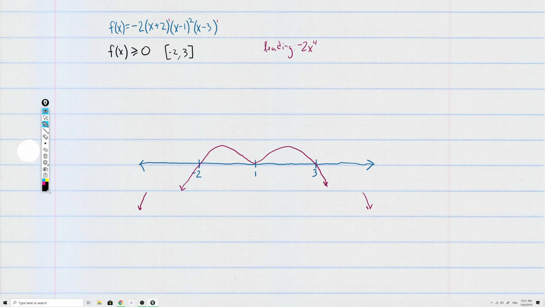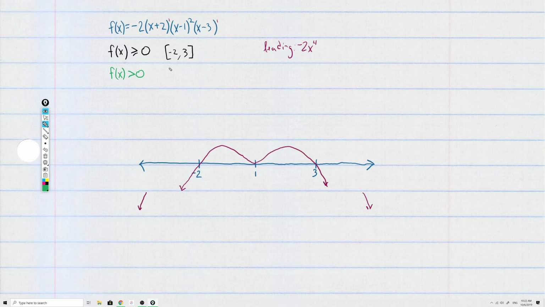Now, if we change up the question just a little bit, what if the inequality said, when is this function just greater than 0, strictly greater than 0? It's almost the same answer, except we don't want to include the x-intercepts, because at the x-intercepts the function is equal to 0, and we only want to know when it's greater than 0.